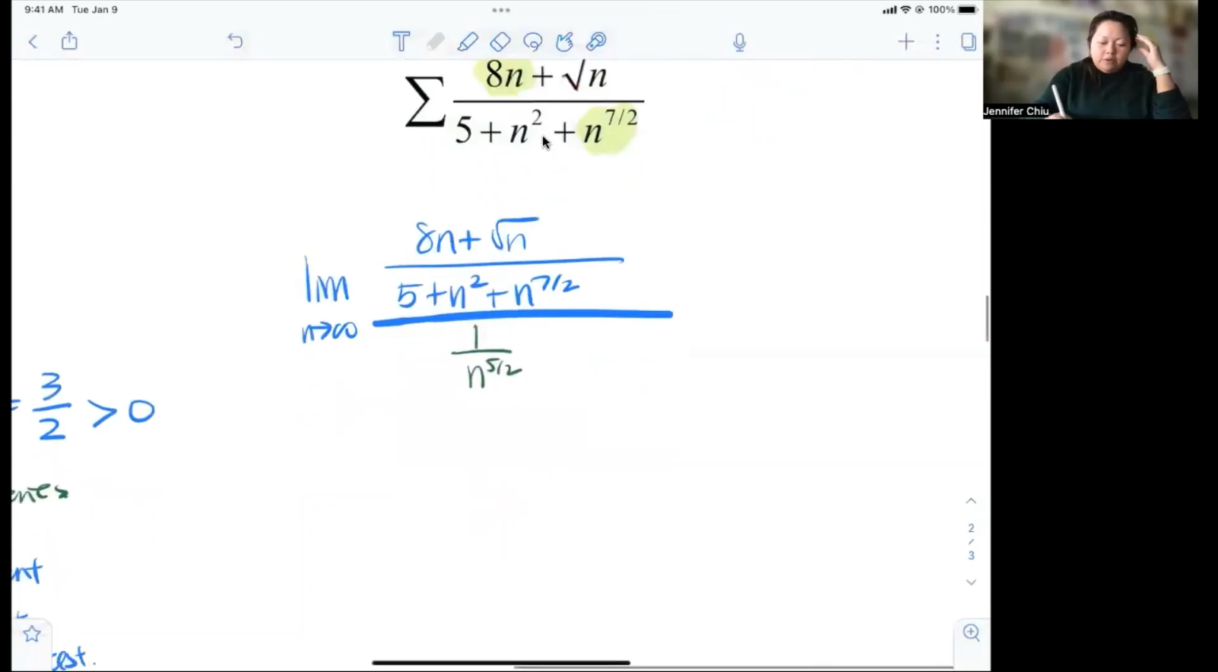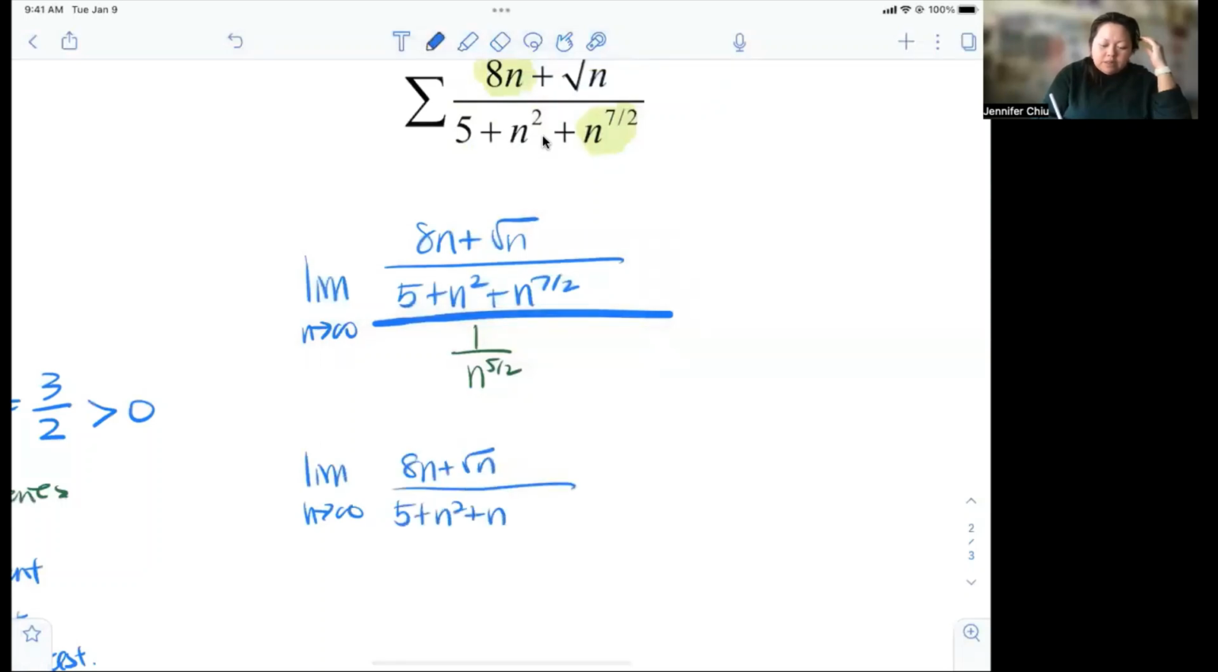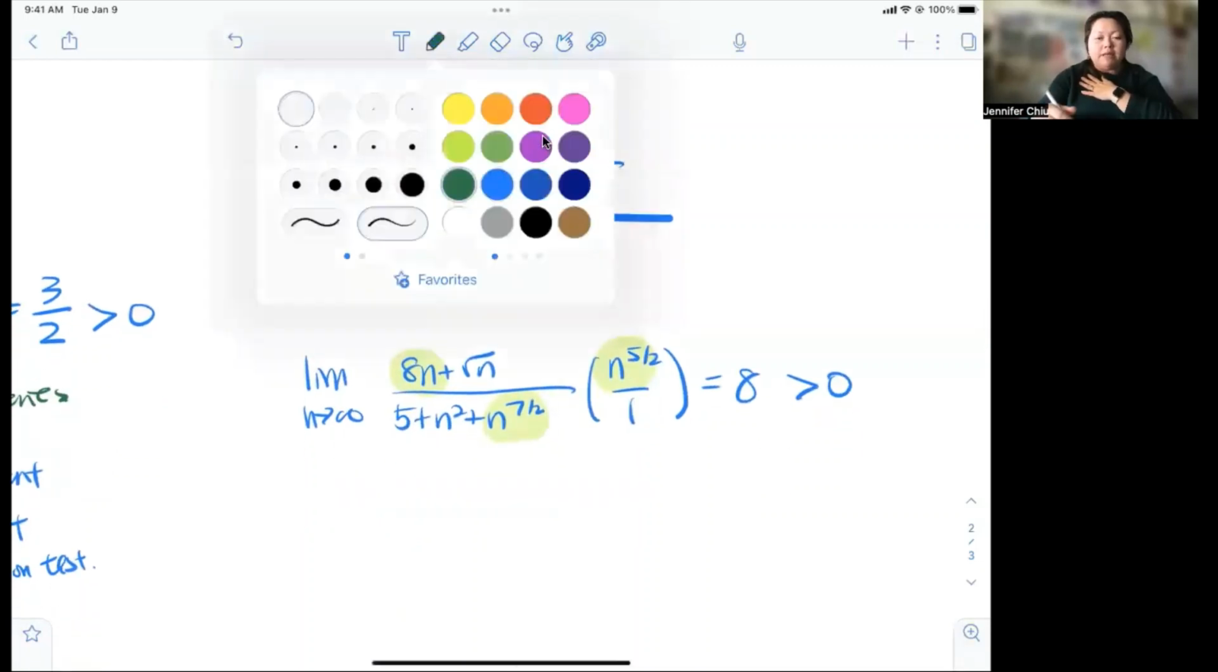Okay, all right, so now if I clean this up, limit as n approaches infinity, 8n plus root n all over 5 plus n squared plus n to the 7 halves times n to the 5 over 2 over 1, right, because you're multiplying by the reciprocal. You'll see your higher power will reduce you down to 8n to the 7 halves over n to the 7 halves. Your limit here is 8, and that is greater than 0. Perfect. That means then I have the same behavior.